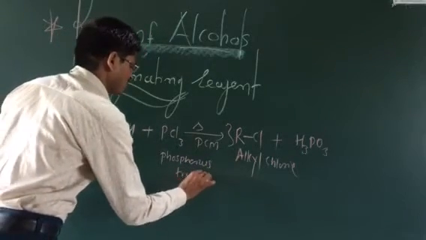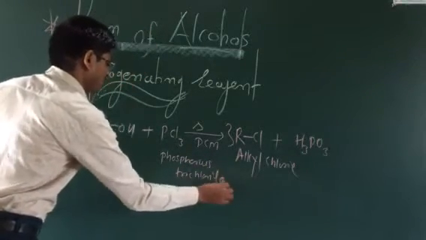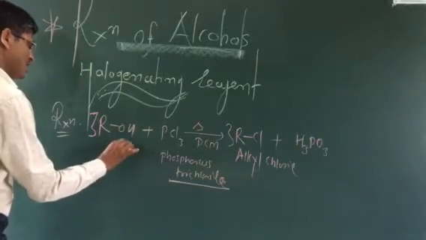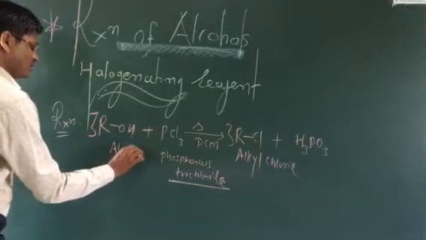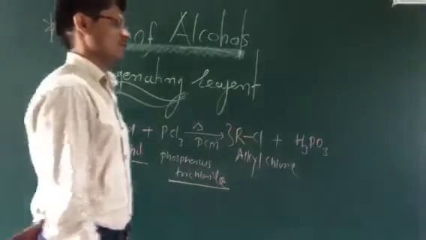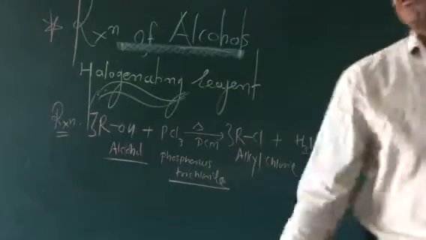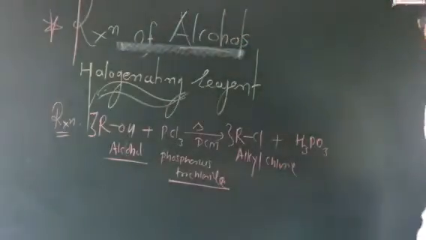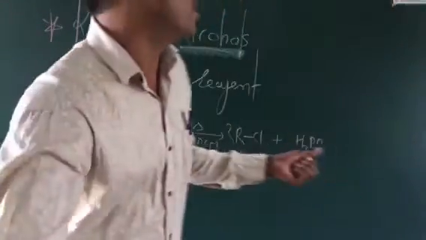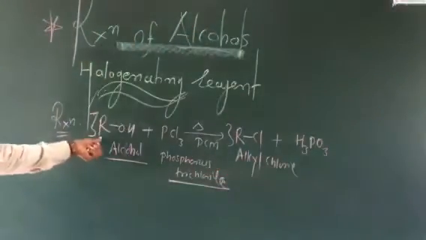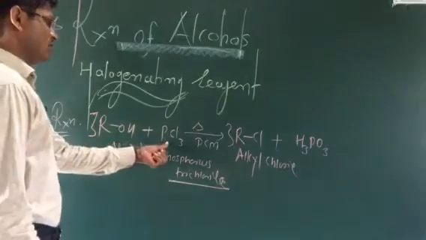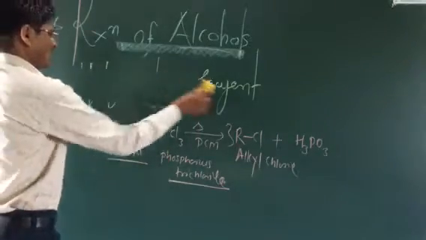This phosphorus trichloride is reacted with alcohol as the starting reactant molecule, forming alkyl chloride as the product. So this is how the halogenating reagent works.